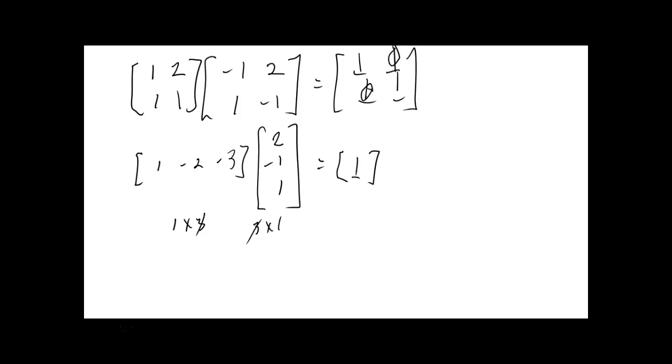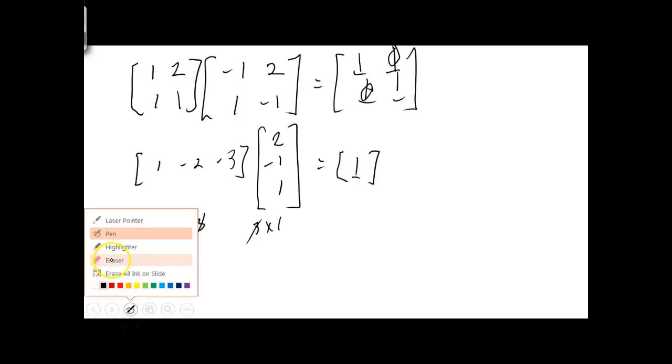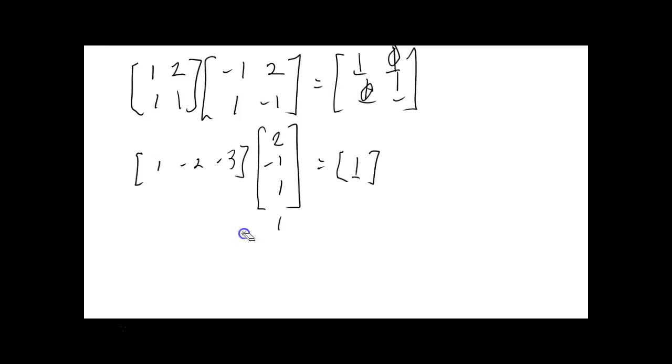How about this? Let's take those same two matrices, and I'm going to erase a little bit here. And we will do 2, -1, 1, and see if we can multiply that by 1, -2, -3. The question is, can we? Why?